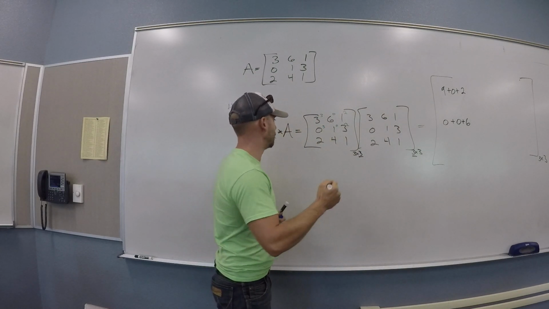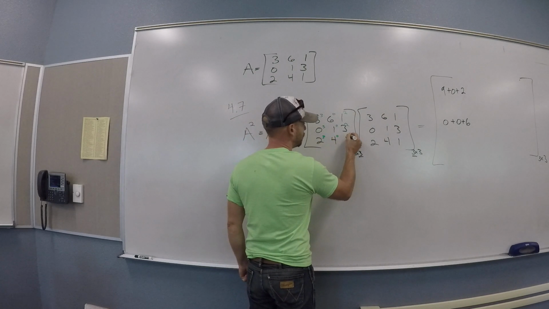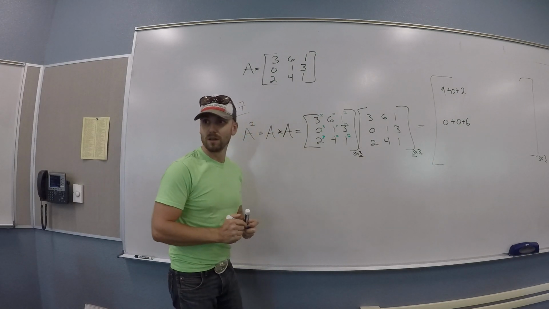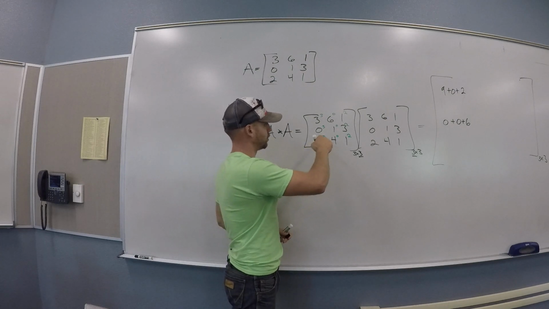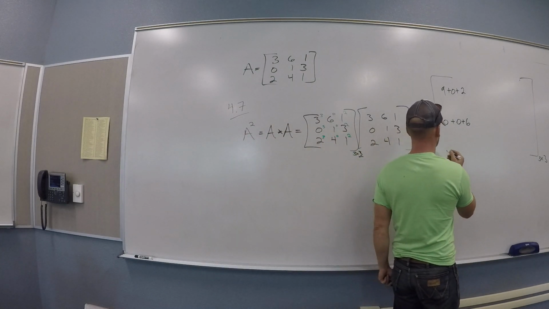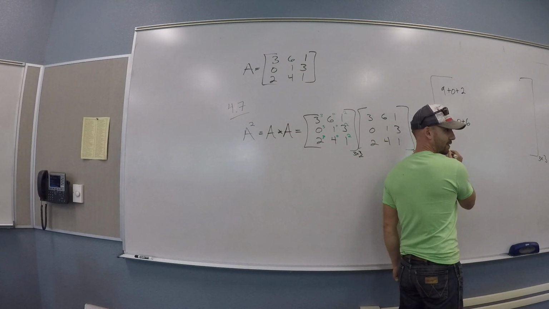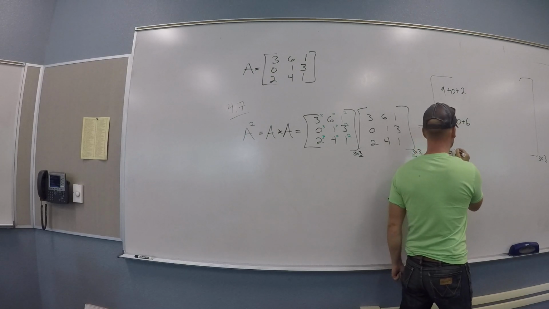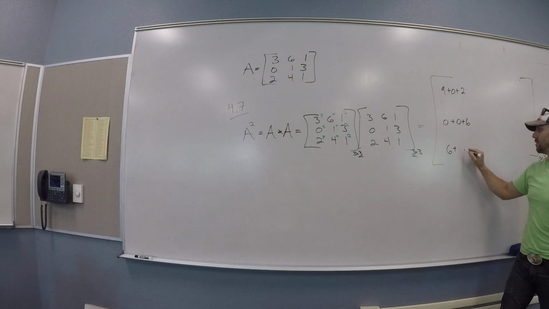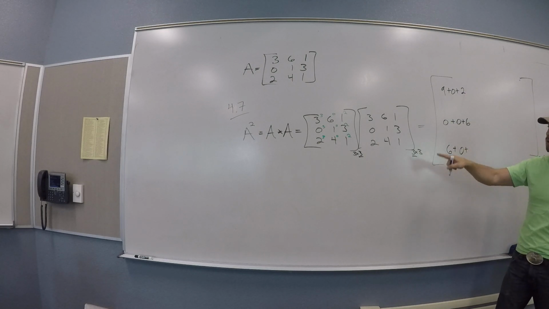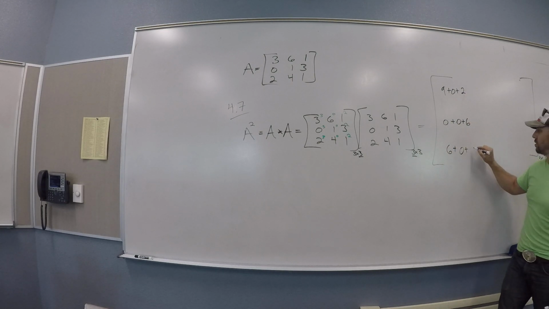Okay, then I need to do 302 dropped onto the bottom. And I'm going to get 2 times 3 is, I feel like I've done that several times, still 6. And 0 times 4 is 0, and 1 times 2 is 2.